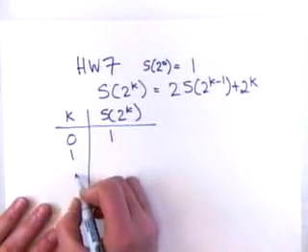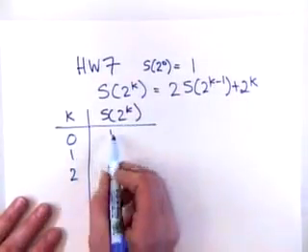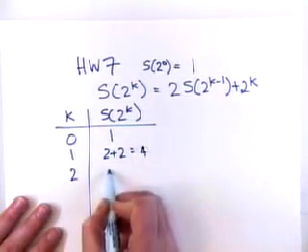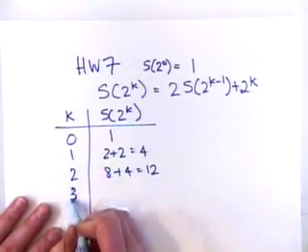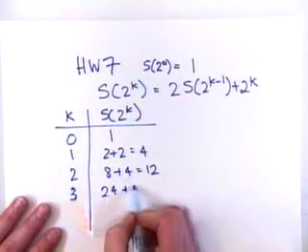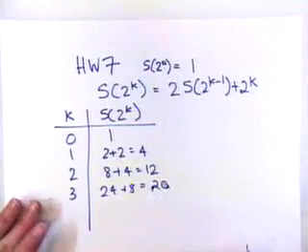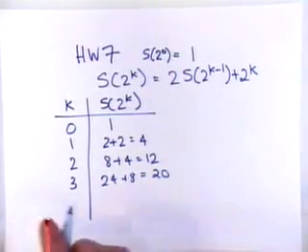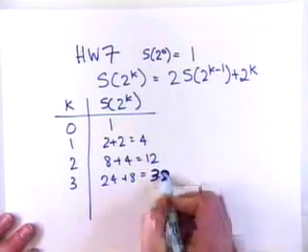Okay, so the next one is going to be twice the previous one plus 2 to the 1. So it's going to be 2 plus 2, which is 4. It's going to be twice that, which is 8, plus 4, which is 12. And that's going to be 24 plus 8, which is 32, and so on. Sorry, I was thinking of the difference instead of the actual number.